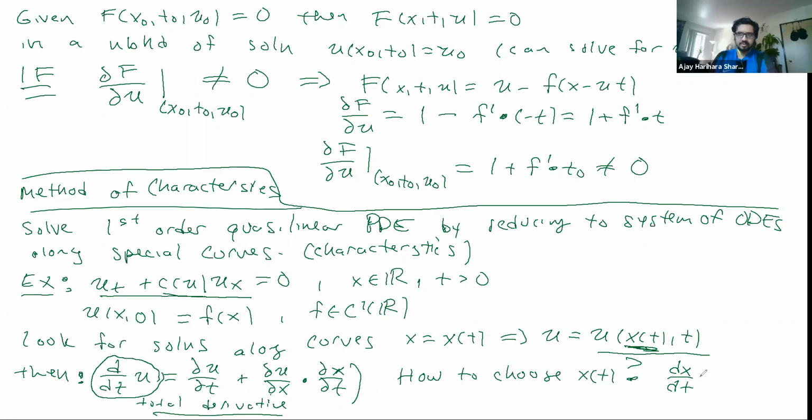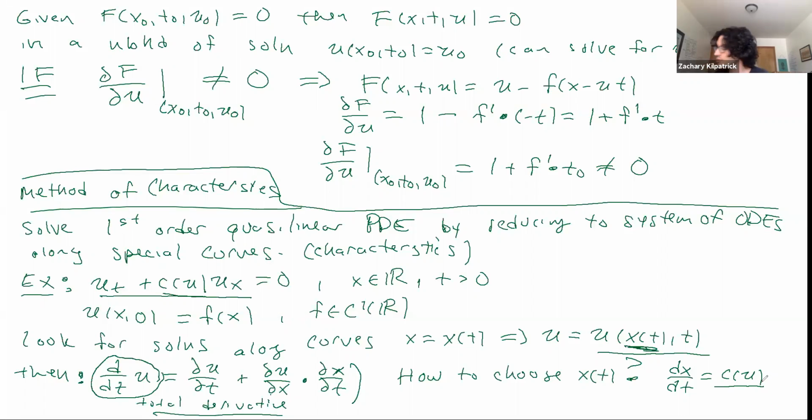Okay? So in order to choose that, then I should choose dx/dt equals c of u. Okay? If dx/dt is equal to c of u, then when I take the total derivative of my solution, okay, I'll get the left-hand side of this equation, and then I can just say I need that total derivative to be equal to 0, and I've reduced my problem down to just a one-dimensional problem. I just need the total derivative of this function here to be equal to 0.